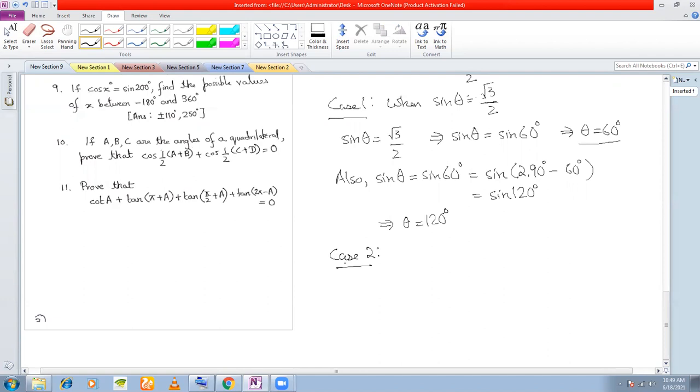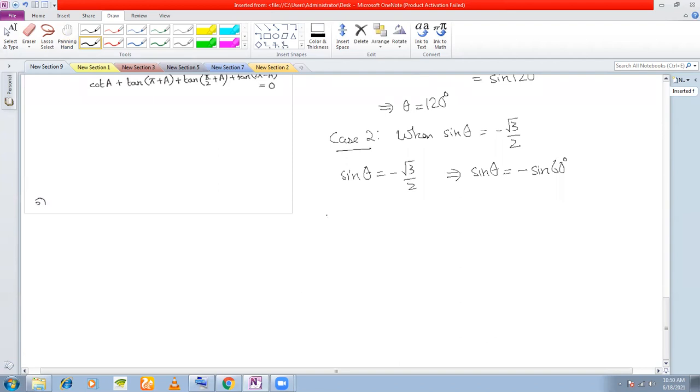In the third quadrant sine is negative, and in the fourth quadrant sine is negative. So we consider sine theta is equal to minus root 3 by 2, taking the negative sign. So sine theta is equal to minus root 3 by 2 means sine theta is equal to minus sine 60, which can be written as sine of minus 60.